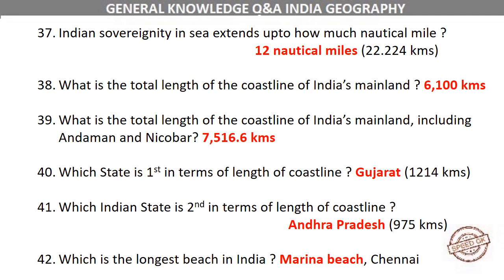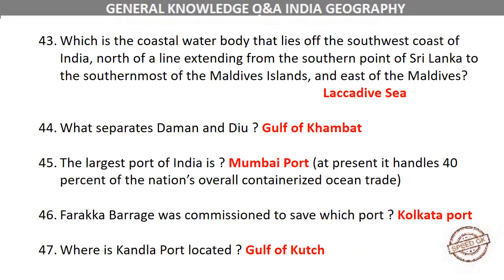Which Indian state is second in terms of length of coastline? Andhra Pradesh, 975 kilometers. Which is the longest beach in India? Marina Beach, Chennai. Which is the coastal water body that lies off the southwest coast of India, north of a line extending from the southern point of Sri Lanka to the southernmost of the Maldives Islands, and east of the Maldives? Laccadive Sea. What separates Daman and Diu?